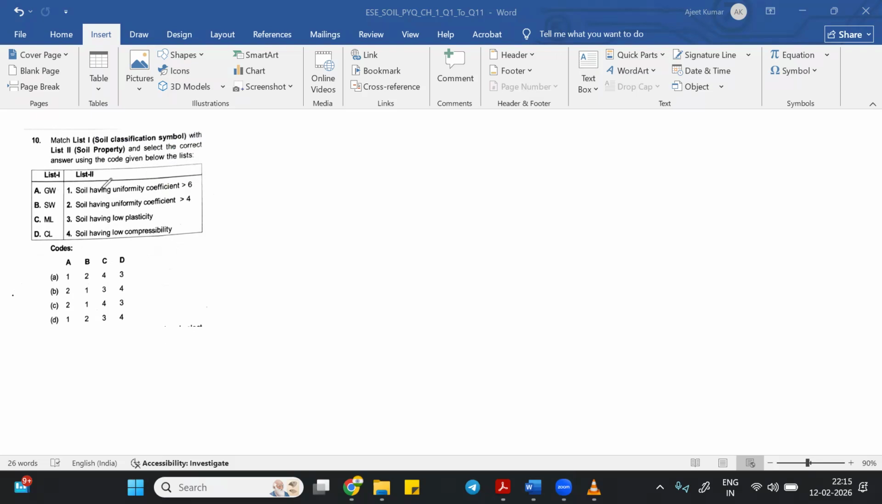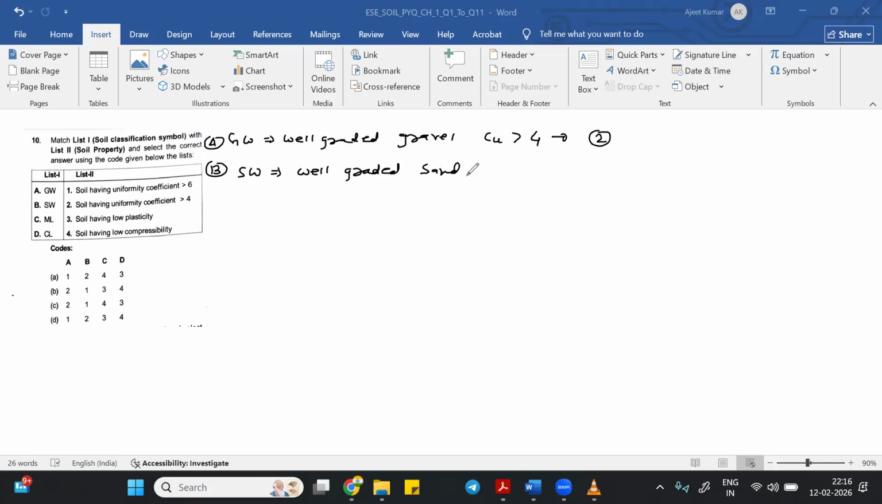So A is GW. What is GW? GW is well graded gravel, and for well graded gravel, the uniformity coefficient Cu is greater than 4. So A will match with 2. B is SW. SW is well graded sand, and for well graded sand, Cu is greater than 6, so it will match with 1.